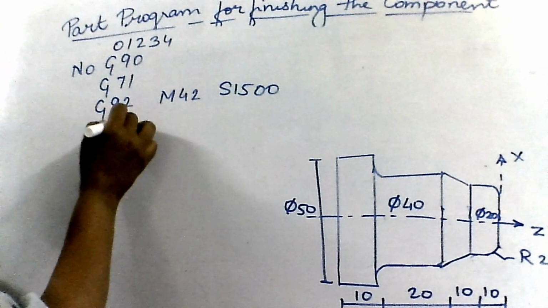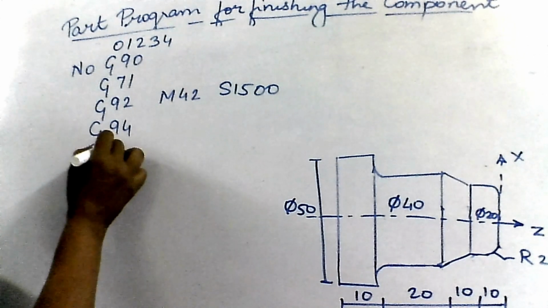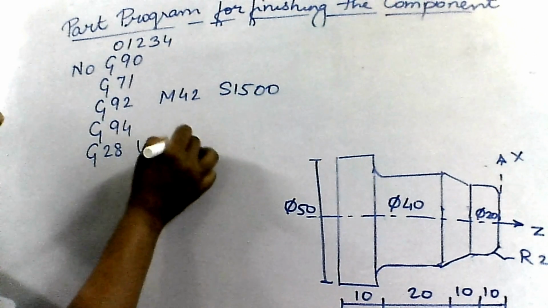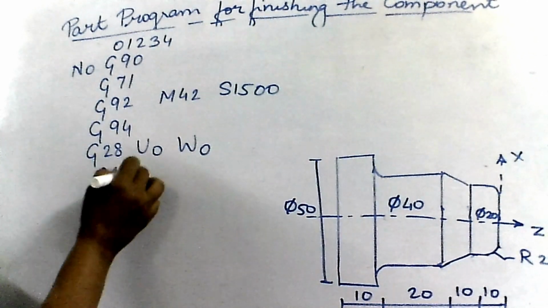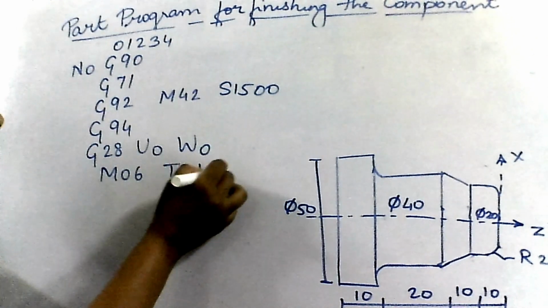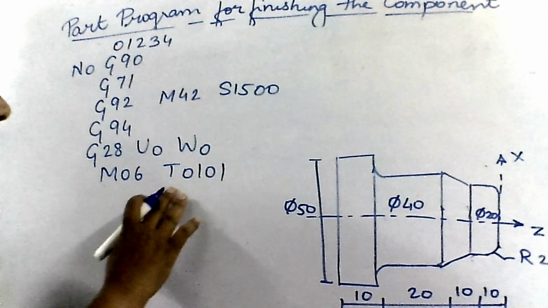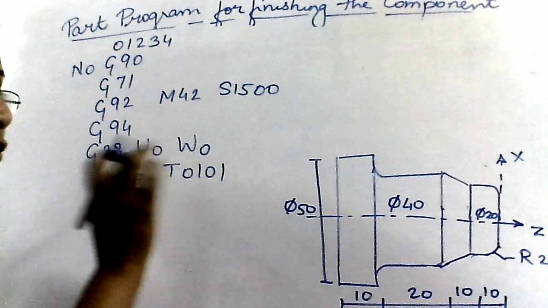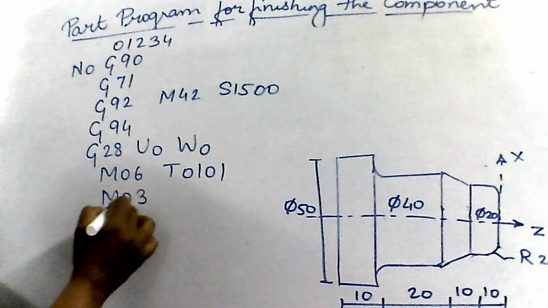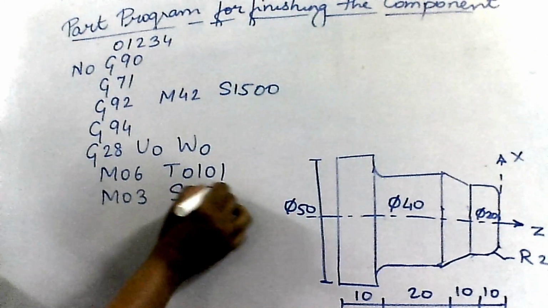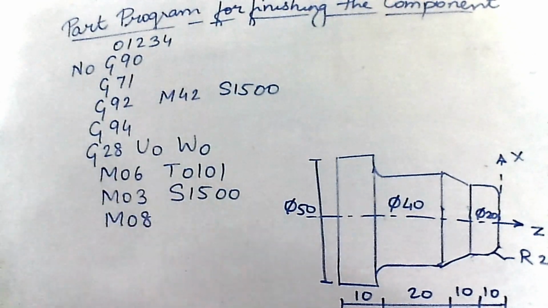Then it's G94 which represents the feed rate in mm per minute. Then it's G28 U0 W0 which represents return of tool to home position. Then M06 with T0101. M06 represents automatic tool change and T01 is the first number tool to start with and 01 is the offset distance. Then it's M03 that is spindle on along with 1500 RPM. Then it's M08 that's coolant on.